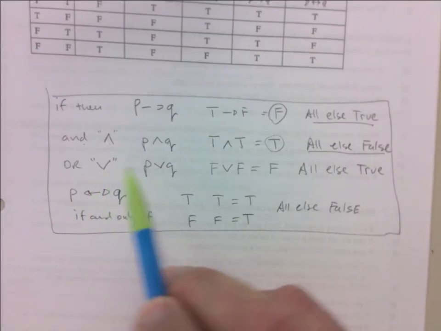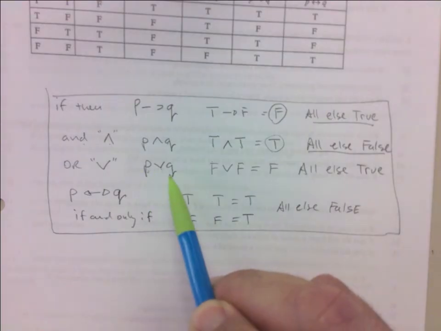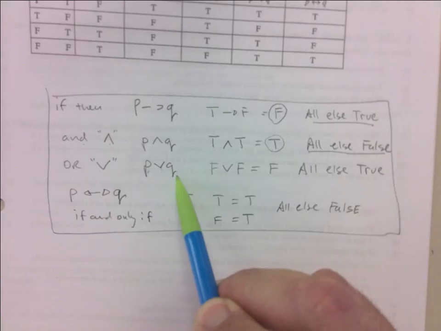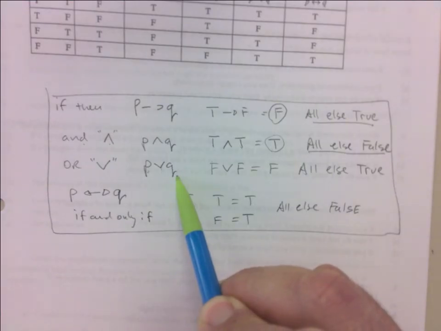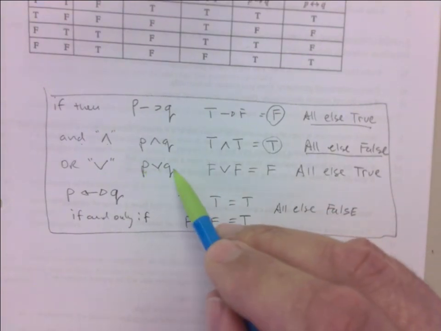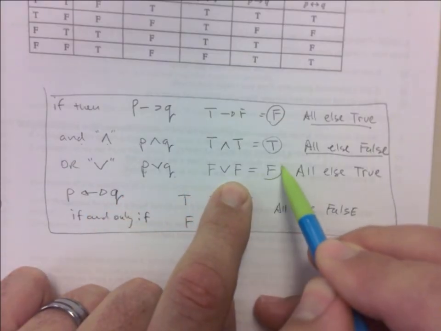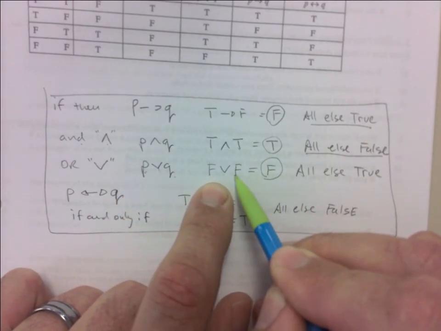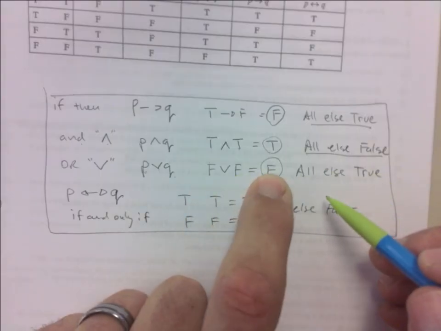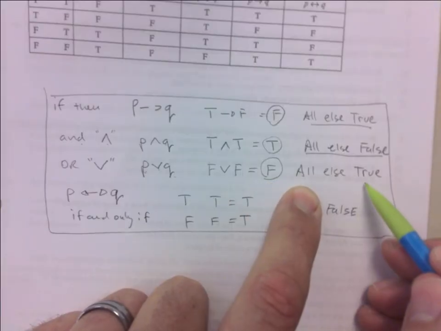Or, P or Q. You're saying, you know, I will wake up at 5 in the morning, or eat ice cream for breakfast. Something like that. If you only do one of them, it's true. So the only time you're lying is if you haven't done either one of them. Then you're like, hey, you lied, man. It's wrong. All else is true.